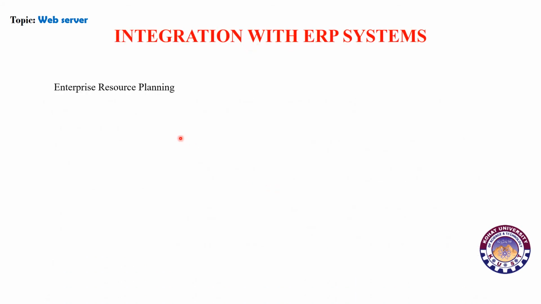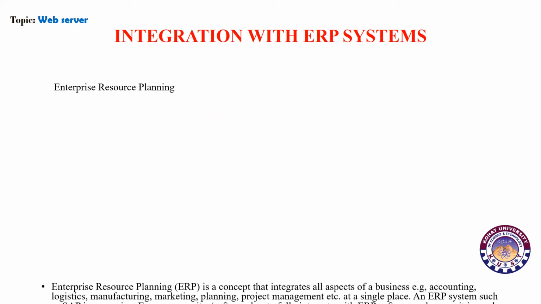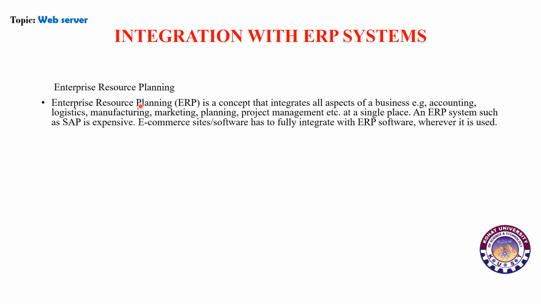Integration with ERP software, enterprise resource planning or ERP. ERP, or enterprise resource planning, is a concept that integrates all the aspects of a business, e.g. accounting, logistics, manufacturing, marketing, planning, project management, etc. at a single place. An ERP system such as SAP is expensive. E-commerce software is fully integrated with the ERP system wherever it is used.